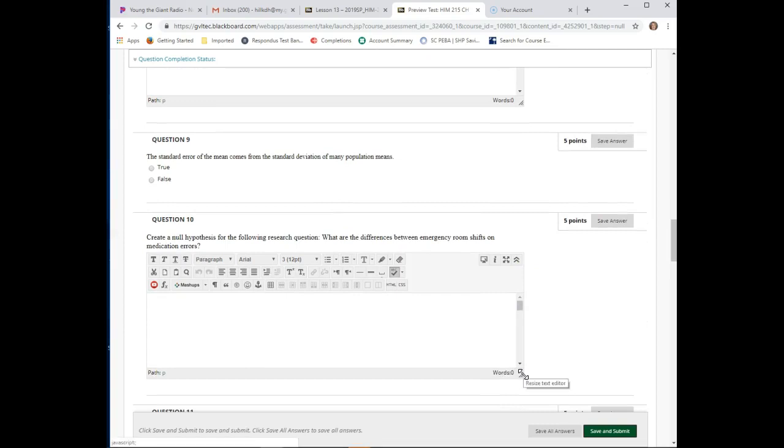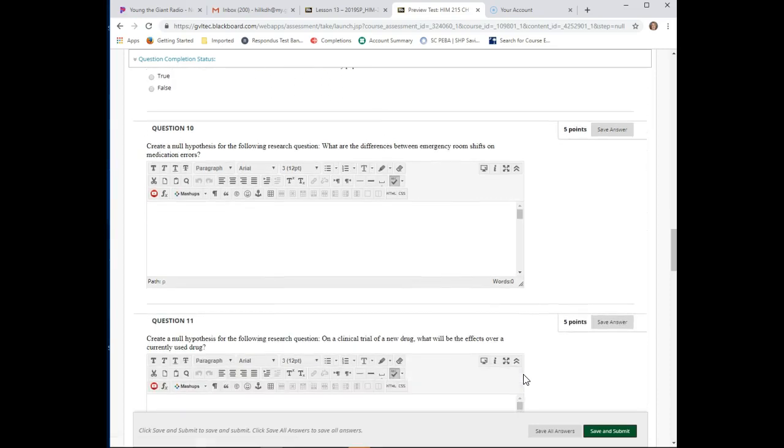So, true or false, the standard error of the mean comes from the standard deviation of many population means. That actually would be false. And if you had stated the standard error of the mean comes from the standard deviation of many sample means, that would make it true. So the word population makes it false.